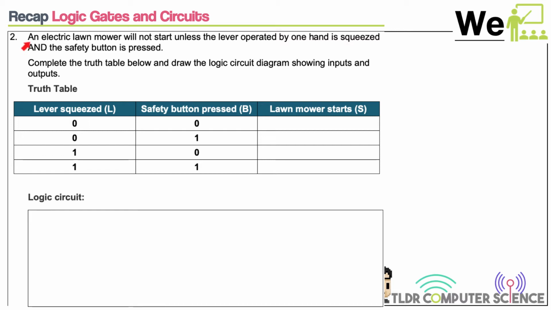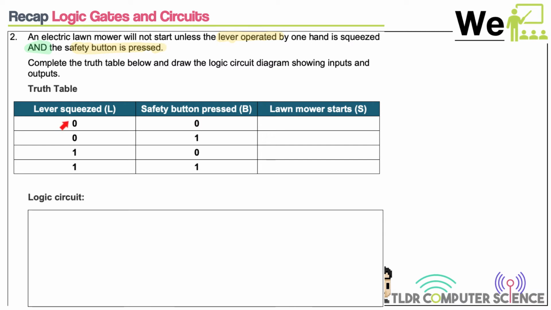I'll read it out. An electric lawnmower will not start, so we're thinking that'd be a 0, right? Unless the lever operated by one hand is squeezed. So you've got one input, which is lever squeezed, either on or off. And it's a bit of a heavy hint right there, isn't it, about what kind of thing we might be using? And the safety button is pressed. So the safety button is either pressed or not pressed. The two inputs we can look at are lever operated, i.e. squeezed, and safety button is pressed. Those are our two inputs.